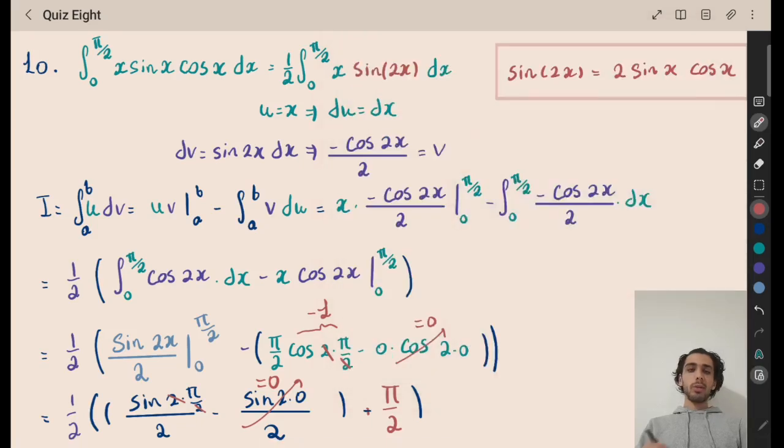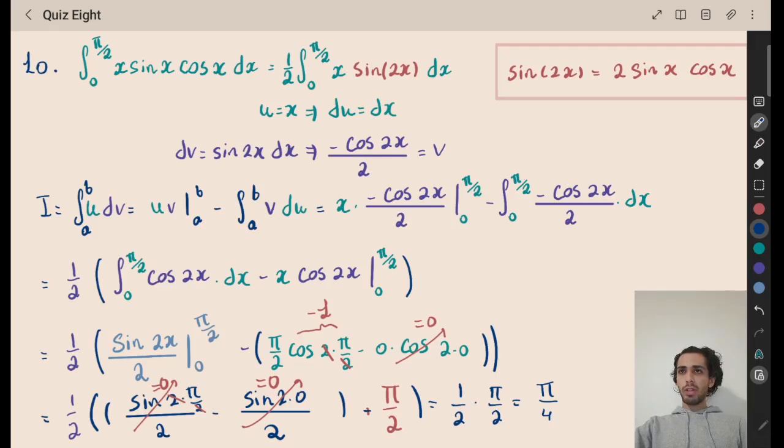Because you're at 0, you go 180 degrees. So I mean, minus of 0 is still 0. So this is also equal to 0. Then this is good because you have 1 over 2 times pi over 2. Therefore, the answer should be pi over 4.